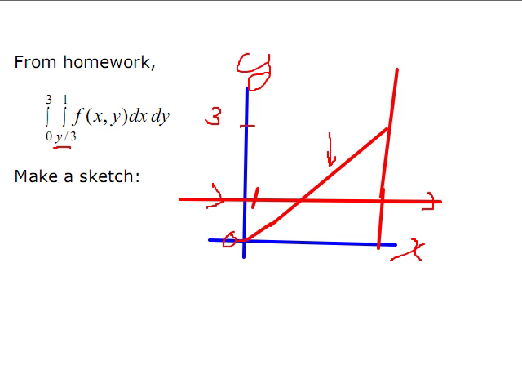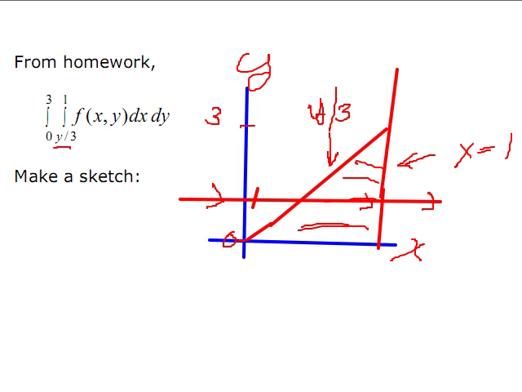So as it enters the region, it hits the line x equals y over 3. As it leaves the region, it hits the line x equals 1. So here's the region that we're integrating over. y going from 0 to 3, x going from y over 3 to 1. Now the idea is to turn this around so you integrate with respect to y first.